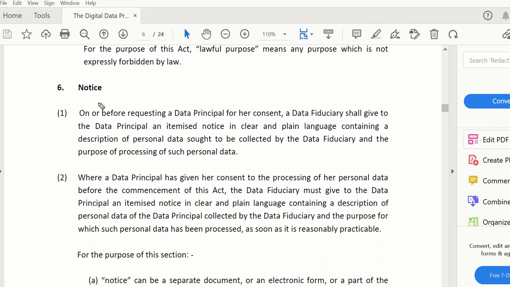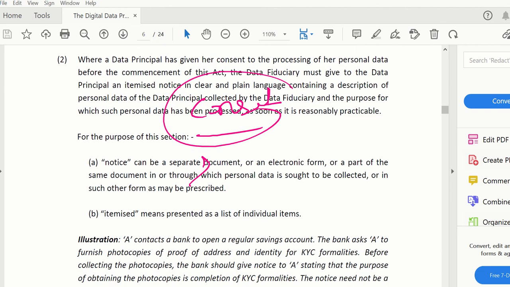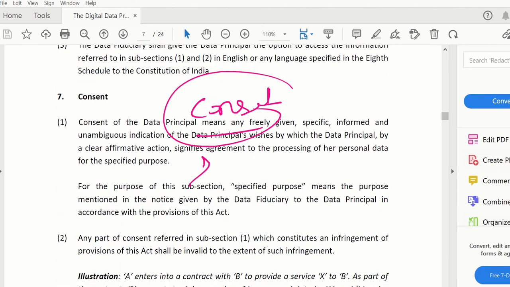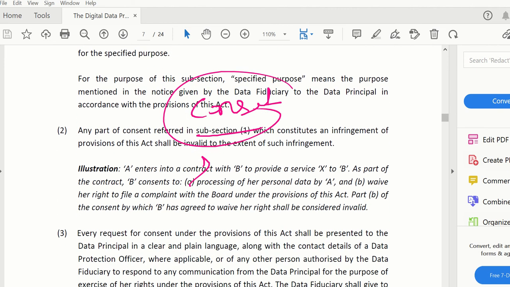Now, along with notice, you need to take consent from the user. If you are collecting any personal information, you need to give notice for what purpose you are collecting it. Once you have given the notice, you need to take consent from the users, and consent should be freely given. It should not be pressurized. Individuals should not be pressurized to give consent. The consent should be freely given by the user.